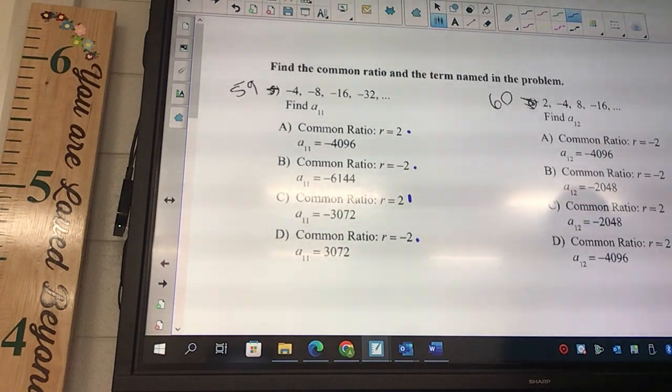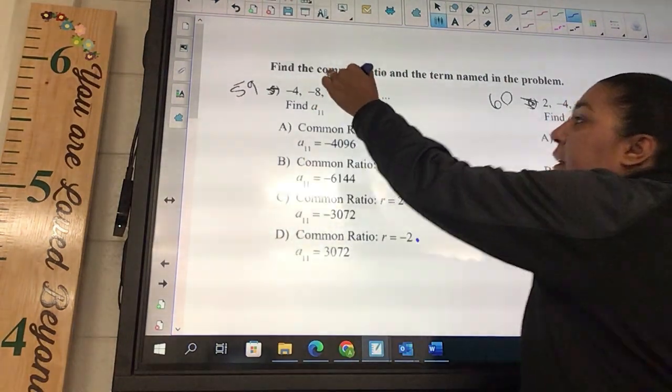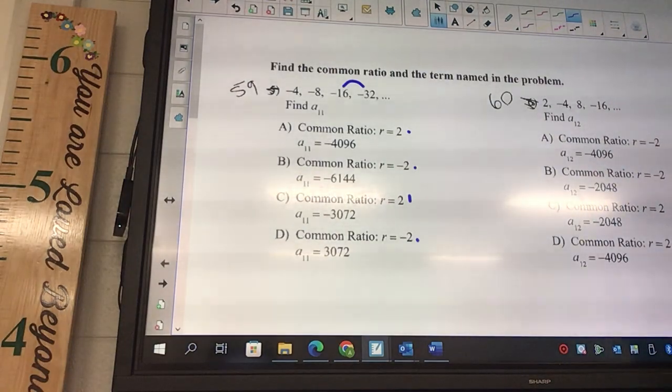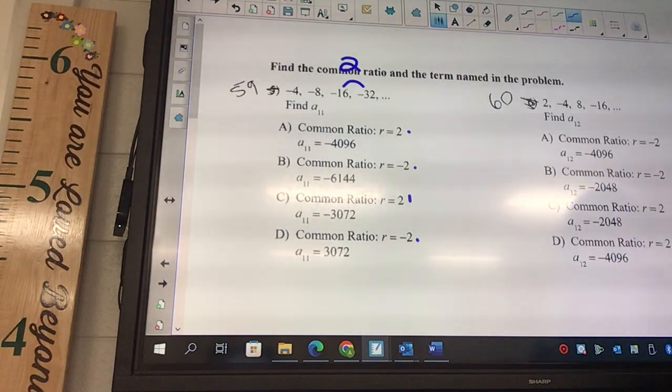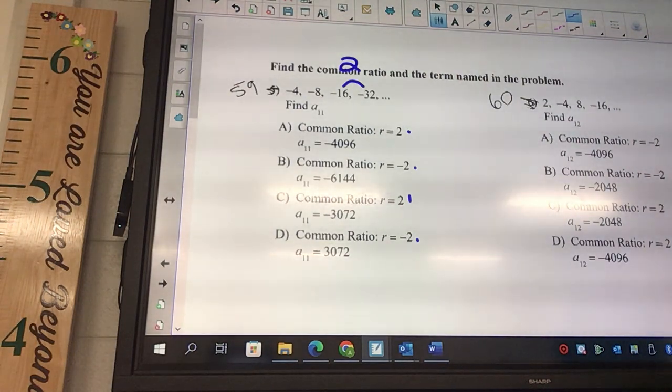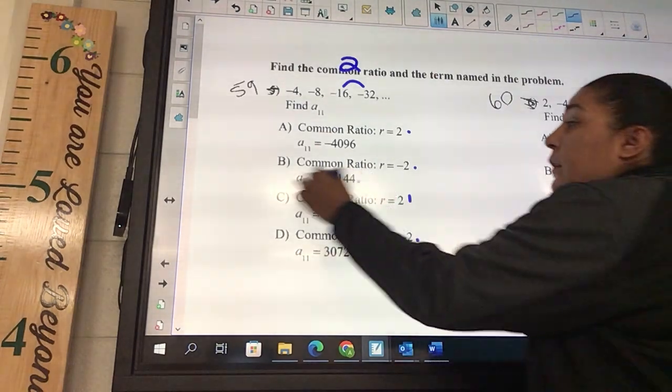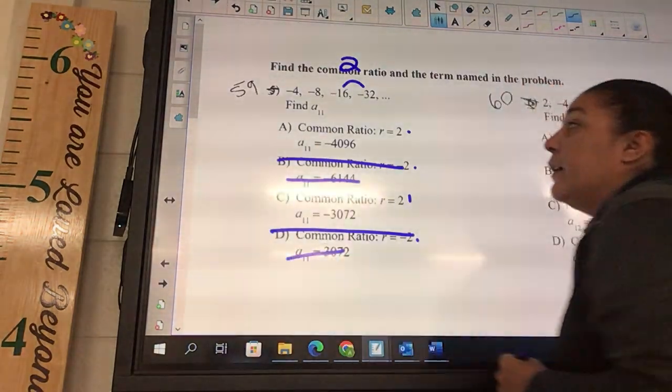Okay, so first of all, working with our common ratio, what is -32 divided by -16? 2. Okay, so we can eliminate what? B and D. Okay, those ones do not work.